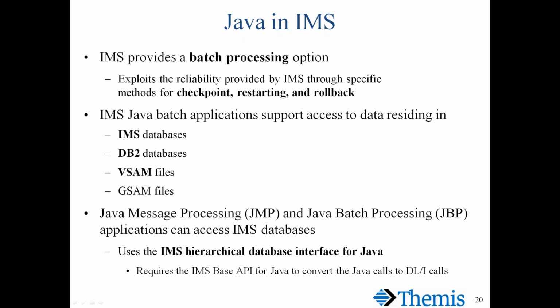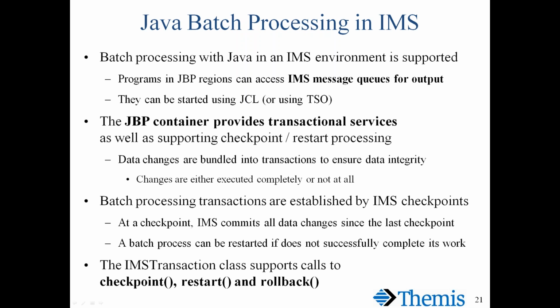In the IMS environment, Java batch processing exploits the IMS capabilities for checkpoint restart and allows you to access IMS, DB2 and VSAM types of files. So many of you with IMS background may be aware of MPPs and BMPs. The Java equivalents to those, JMPs and JBPs, support accessing IMS databases, as well as other file structures. So this ability to take advantage of the checkpoint restart is a big benefit, and IMS has been supporting that capability for many decades now.